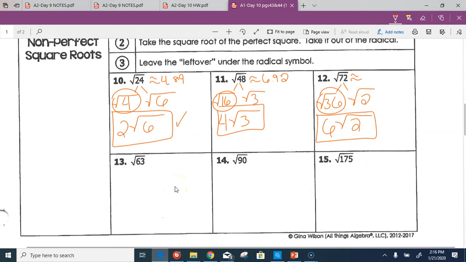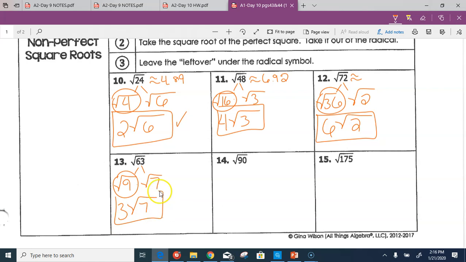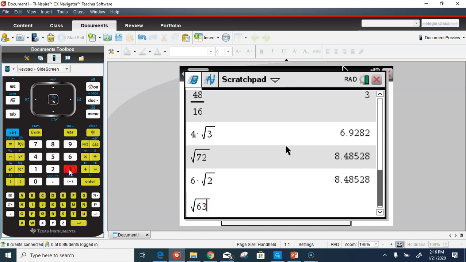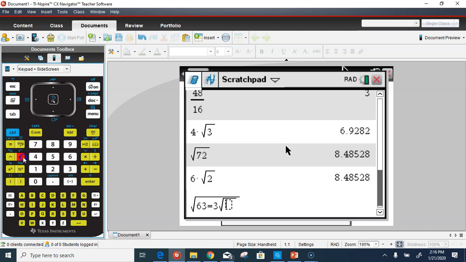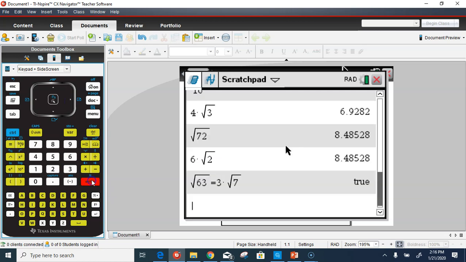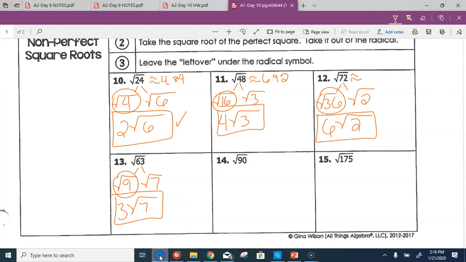For 63, the biggest perfect square that goes into 63 is 9. 9 times 7 to be precise. The square root of 9 is 3. So 3 square roots of 7. So I want to check, does the square root of 63 equal 3 square roots of 7? I can actually type it in as an equation right now. One second. There we go. 3 square roots of 7. And it'll tell me true, so I know it's right.